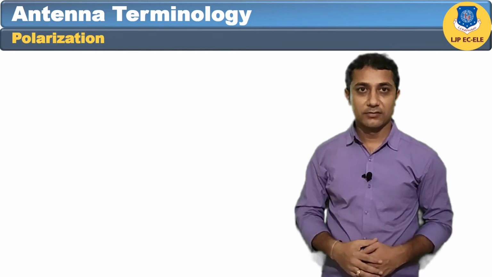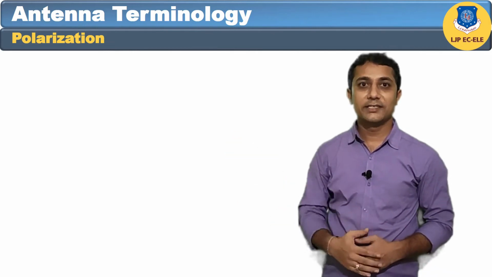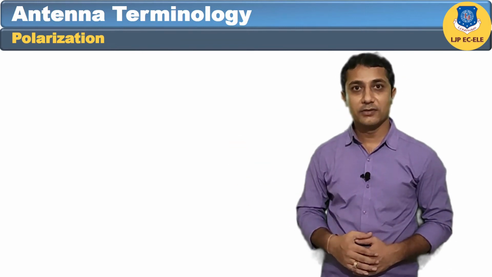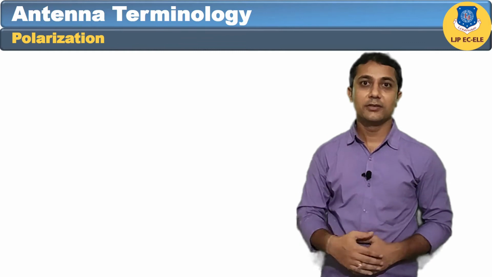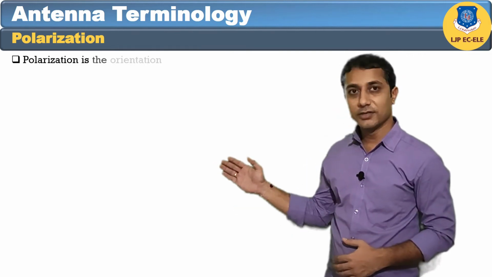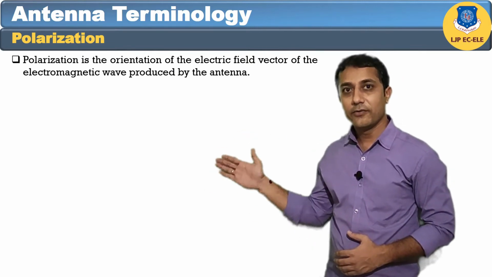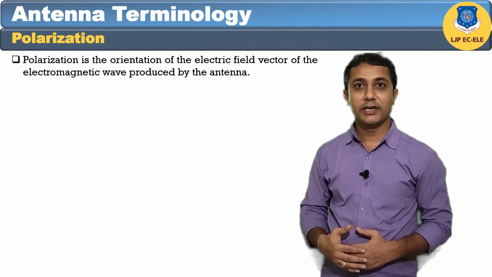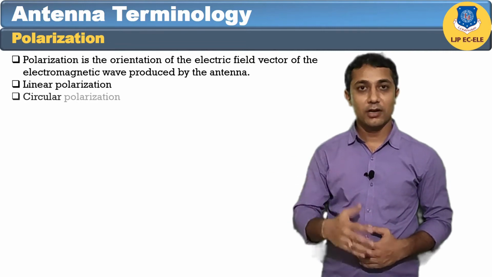Now, polarization. In an electromagnetic wave, the electric field of the wave oscillates perpendicular to the direction of propagation. It refers to the time varying behavior of the electric field strength vector at some fixed point. It also refers to the direction of the electric vector in relation to the direction of propagation. Polarization is the orientation of the electric field vector of the electromagnetic wave produced by the antenna. For most antennas, the orientation of the antenna conductor determines polarization. Polarization may be vertical, horizontal, or elliptical.